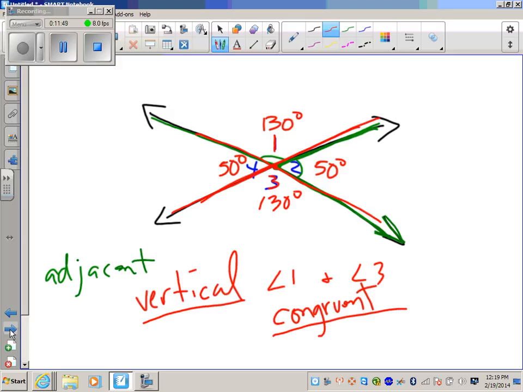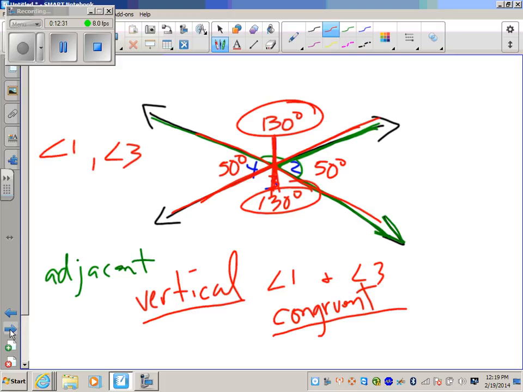Which one? A pair of obtuse vertical angles. So we need two of them. They need to be obtuse, and they need to be opposite each other. Which are angles 1 and 3. A pair of obtuse vertical angles. They come opposite each other. So it'd be 1 and 3.